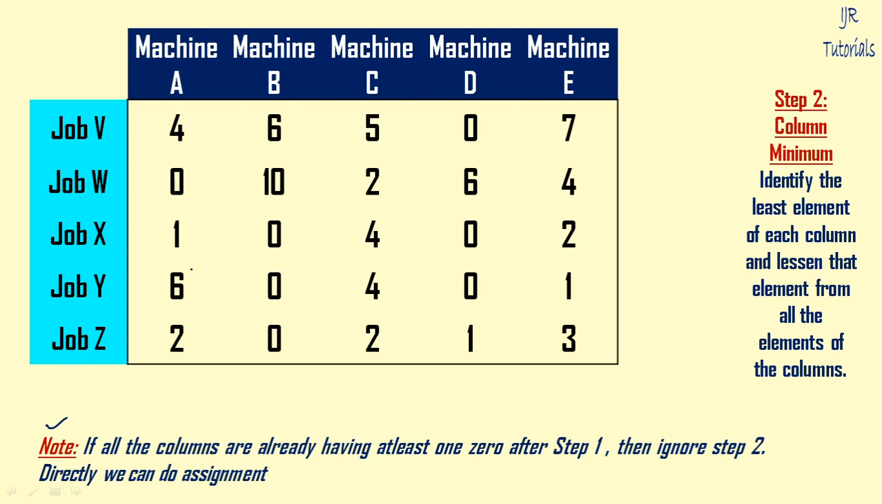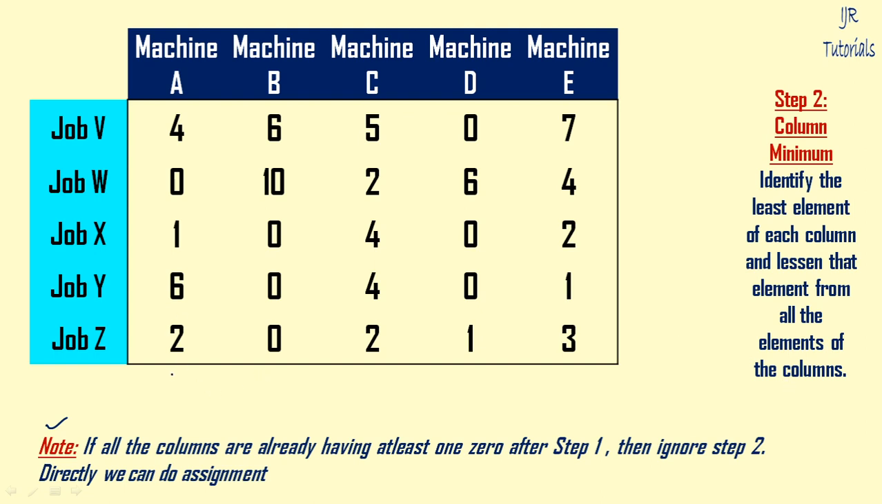See the first one, machine A: there is only one zero. Machine B: yes, zeros are there. But machine C has no zeros. That means we must do step 2. See step 2 here, column minimum. Identify the least element of each column and subtract that element from all the elements of the column.